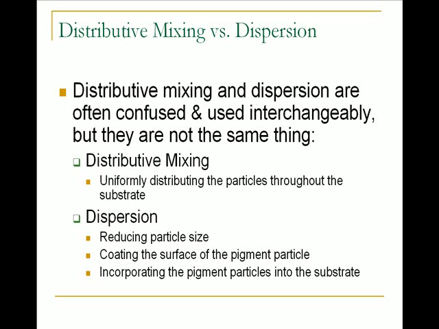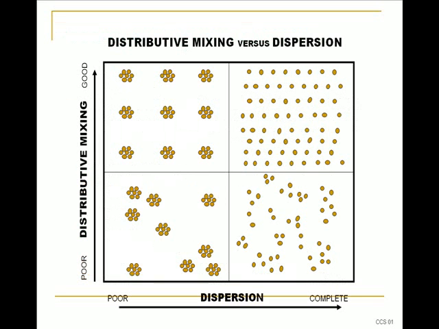Here's a little picture that tries to explain the differences in what we want when we have good distributive mixing and dispersion. We start on the very bottom left-hand side. We have poor dispersion and poor distributive mixing. We have poor dispersion because we have pigment particles that are stuck together into larger particles. We have poor distributive mixing because those particles are not uniformly spread out through that bottom left-hand box.